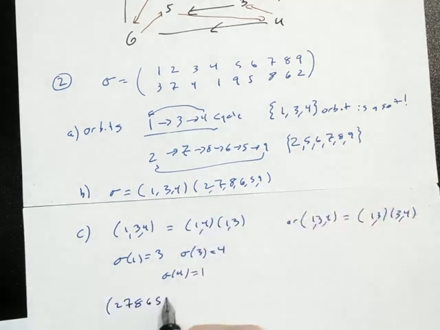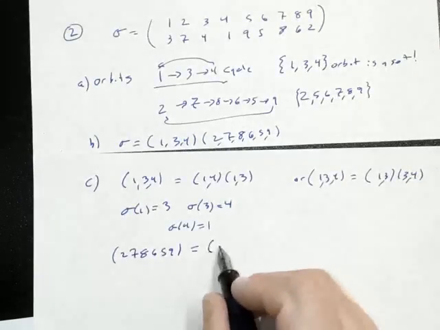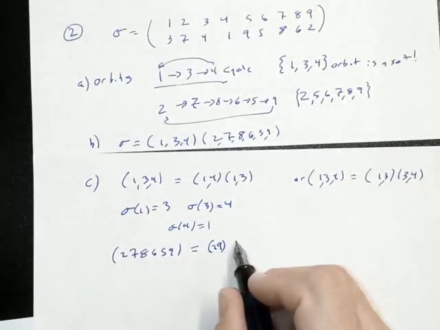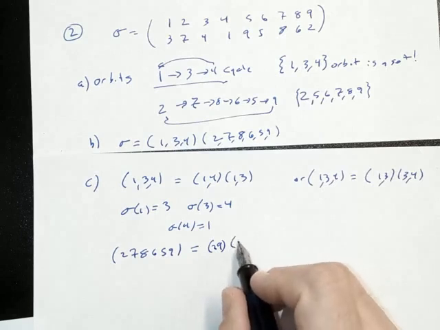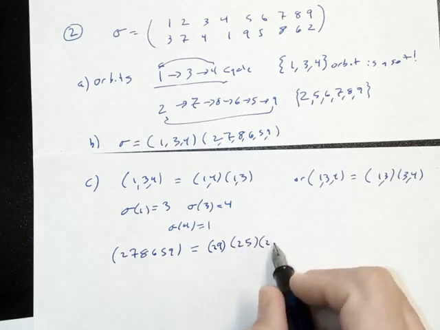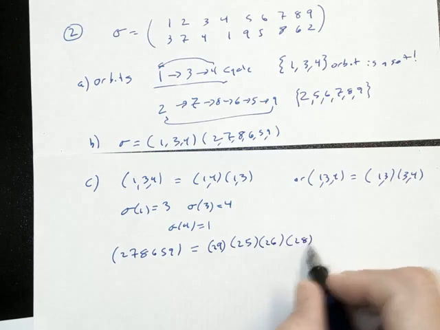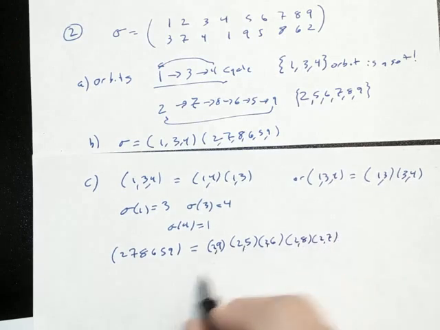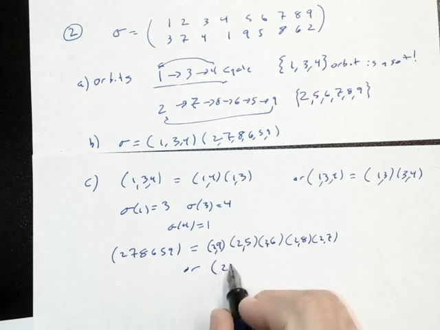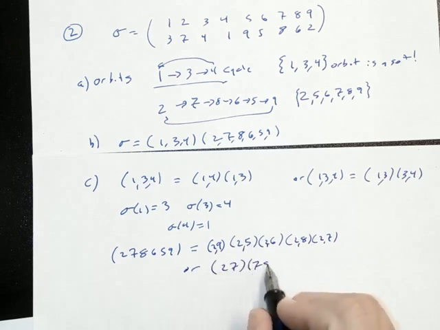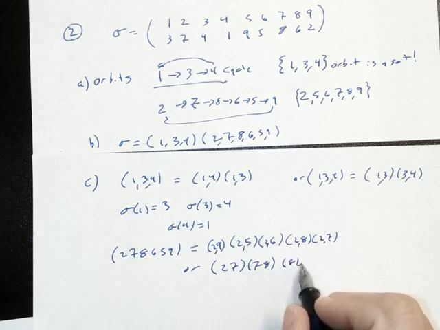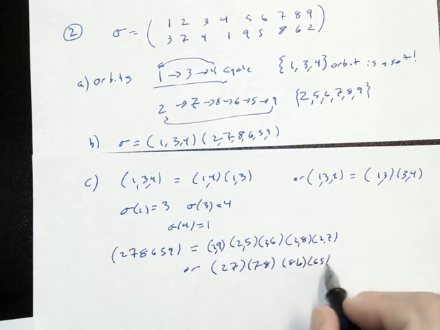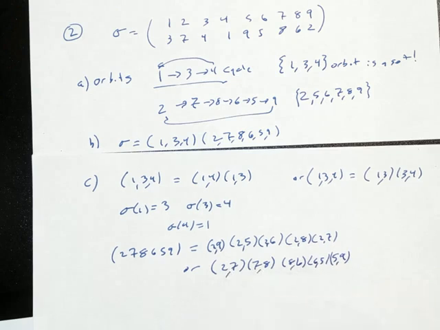2, 7, 8, 6, 5, 9 is either (2 9)(2 5)(2 6)(2 8)(2 7), or (2 7)(7 8)(8 6)(6 5)(5 9).